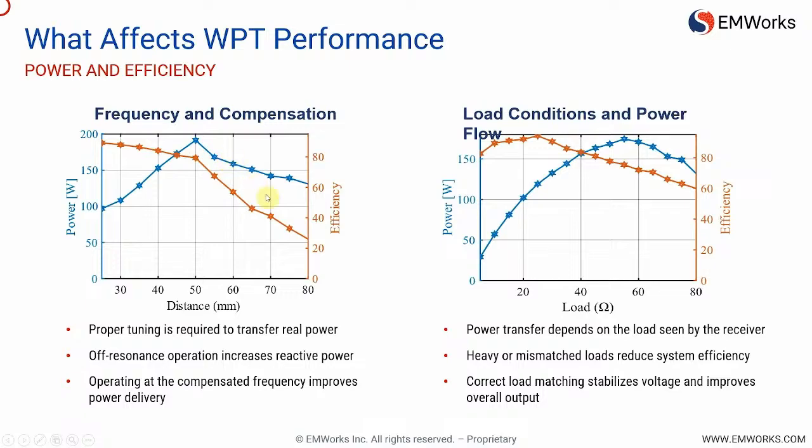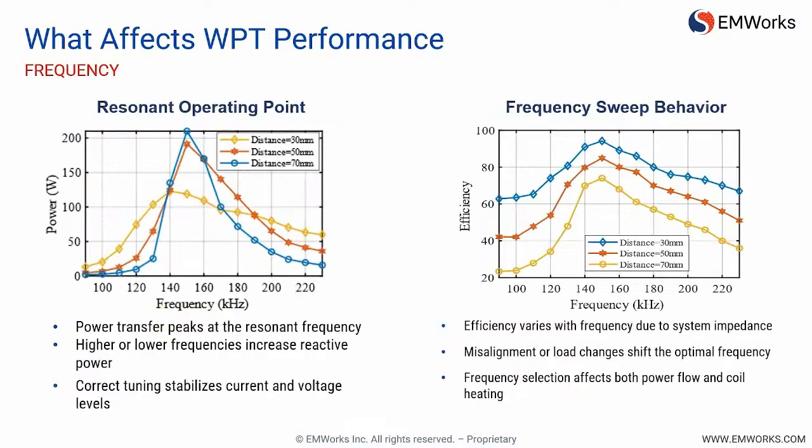This means that less power reaches the receiver and efficiency gradually decreases as the gap grows. The distance plot here illustrates this continuous drop.